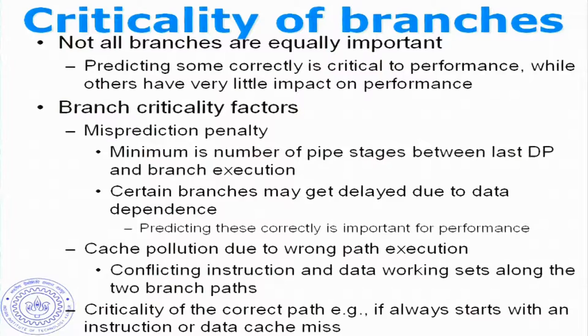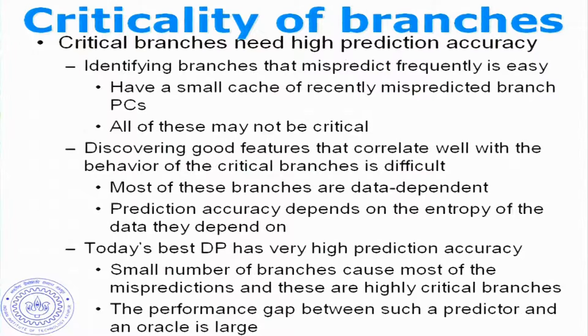So how do you go about doing this? Critical branches need high prediction accuracy. Identifying branches that mispredict frequently is actually easy. It's not very difficult, and the reason is that you can just have a small cache of recently mispredicted branches. You can maintain a cache which will at any point in time tell you which are the branches that mispredict frequently.